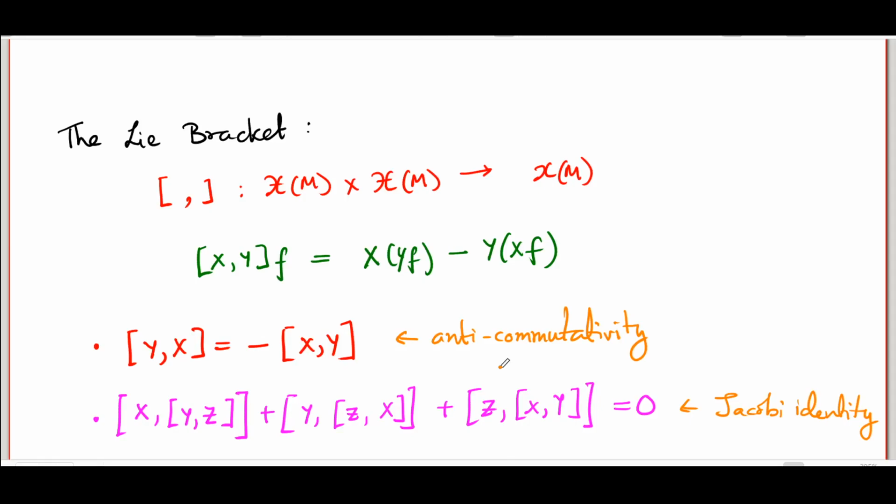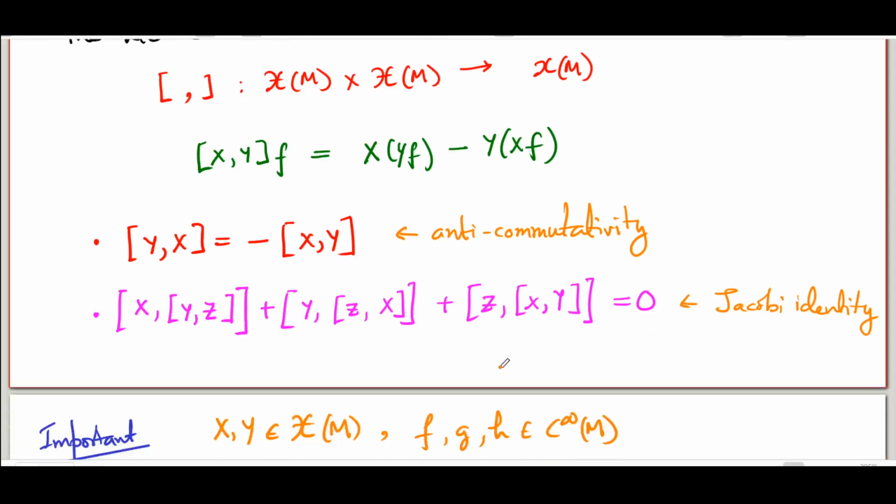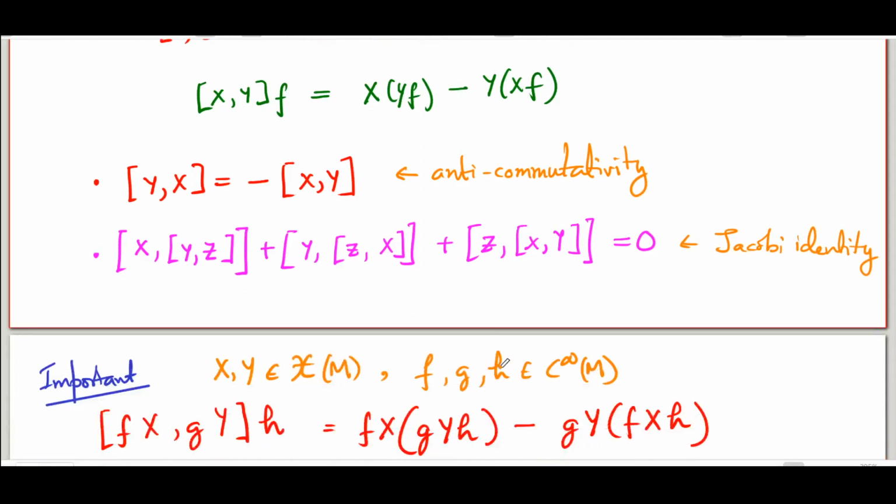Now in today's lecture, we are going to focus on certain properties of the Lie bracket. The first one that we are going to look at is basically a property that's going to be very useful for further calculations. Say X and Y are two smooth vector fields, and f, g and h are smooth functions. We are focusing on the Lie bracket of fX with gY. And in order to see what this Lie bracket is, we are going to make this bracket act on a third function h, another smooth function.